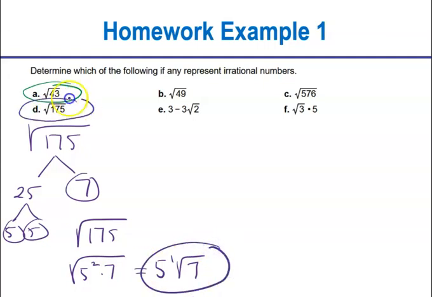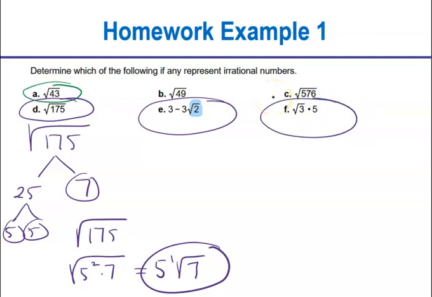So I'm going to circle square root of 175. Now I'm also going to circle 3 minus 3 square root of 2. That is as simplified as it gets, and because there's still a square root of 2, and 2 is not a perfect square, that's an irrational number. Same thing for the next one over here. I'm going to circle that result as well, because 5 times the square root of 3 is an irrational number. I can't get rid of the square root of 3. It doesn't simplify at all. Therefore, we know we have an irrational number.